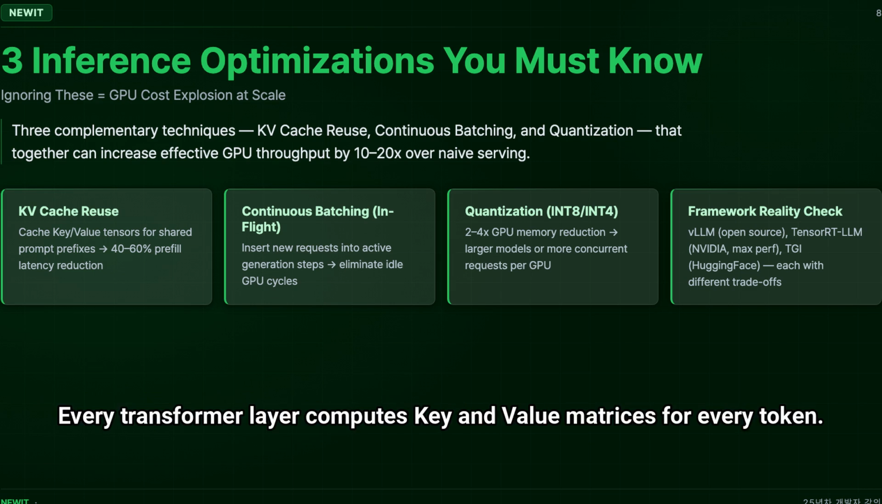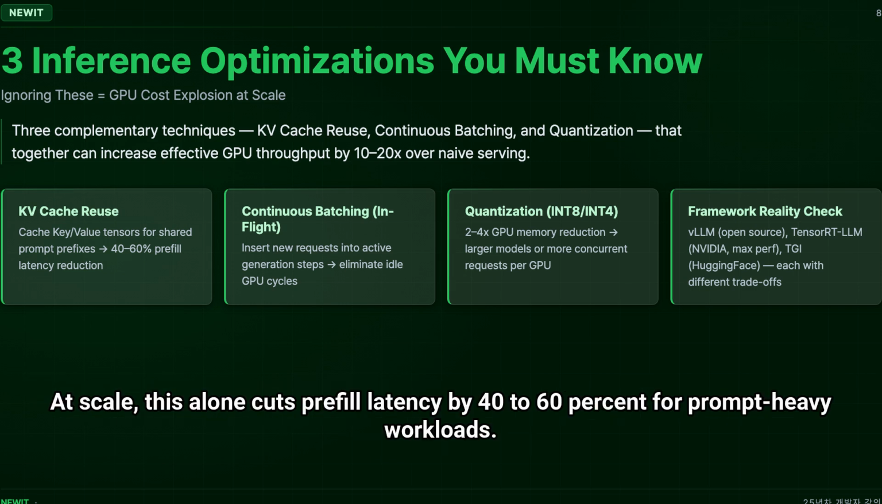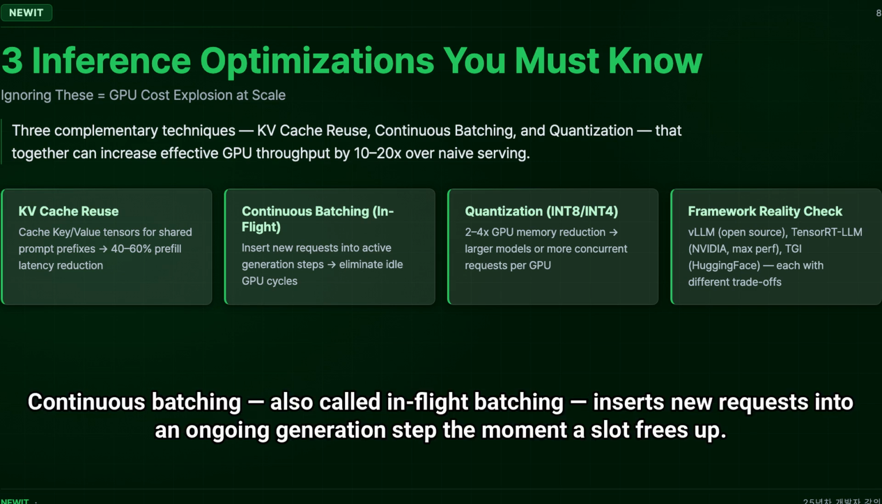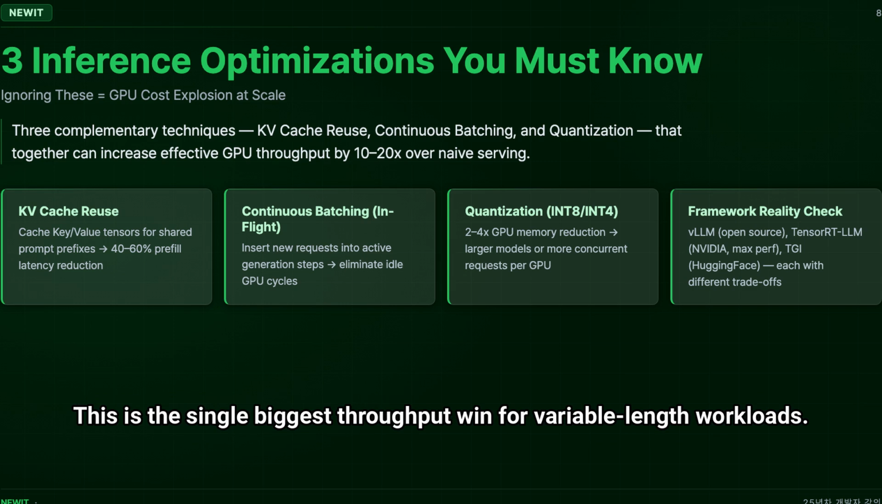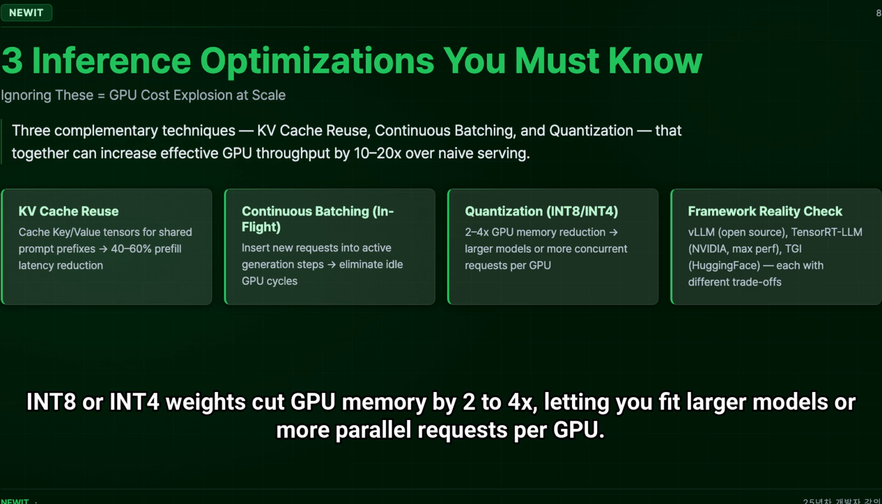First, KV cache reuse. Every transformer layer computes key and value matrices for every token. If the prefix of your prompt is the same across requests, think system prompts, few-shot examples, you can cache and reuse those KV tensors instead of recomputing them. At scale, this alone cuts prefill latency by 40 to 60% for prompt-heavy workloads. Second, continuous batching. Naive serving waits for a full batch before processing. Continuous batching, also called in-flight batching, inserts new requests into an ongoing generation step the moment a slot frees up. This is the single biggest throughput win for variable length workloads. Third, quantization. INT8 or INT4 weights cut GPU memory by 2-4x, letting you fit larger models or more parallel requests per GPU.